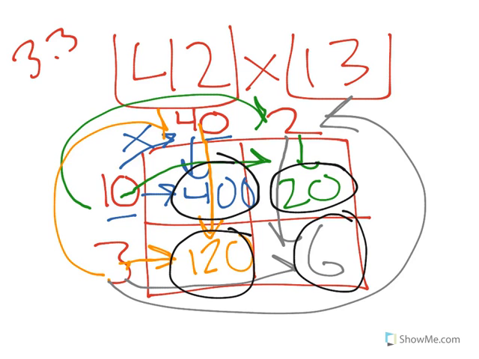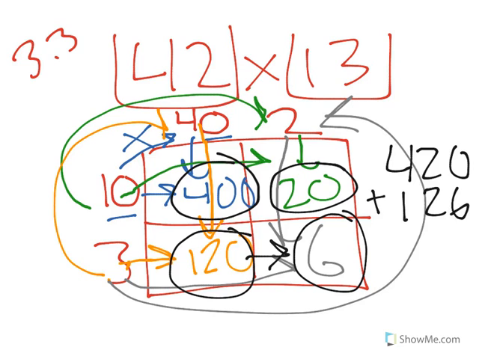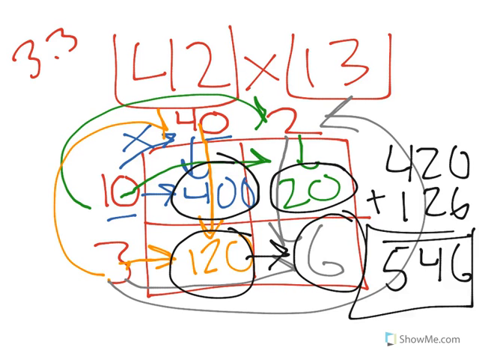So now I just add 400 plus 20 is 420. I'm going to add across this way. So 120 plus 6 is 126. Now I add those numbers. 0 plus 6 is 6. 2 plus 2 is 4. 4 plus 1 is 5. So my answer is 546.